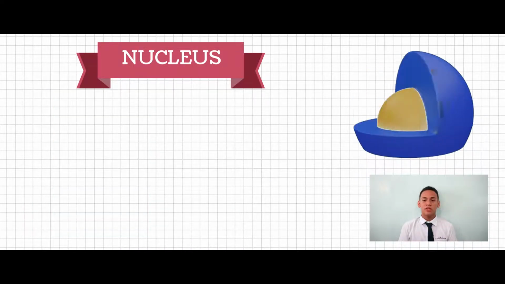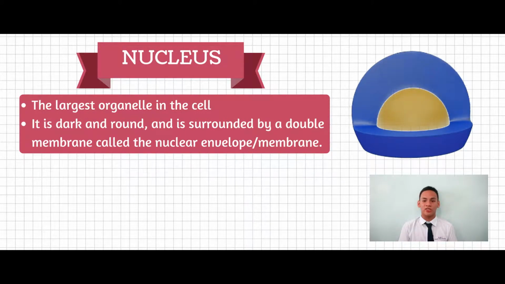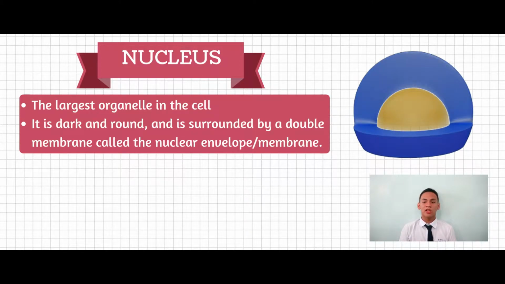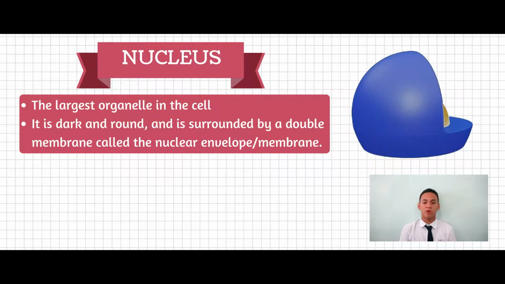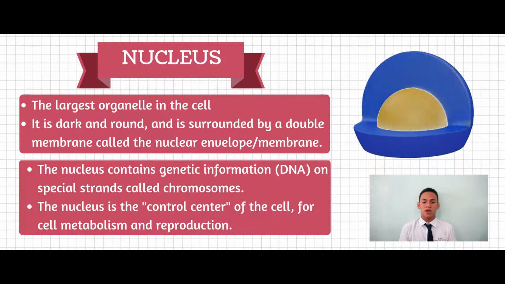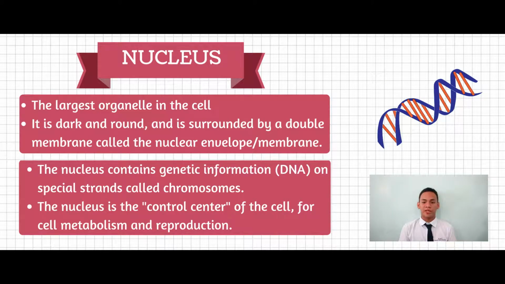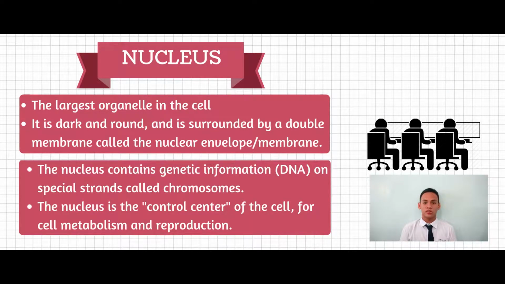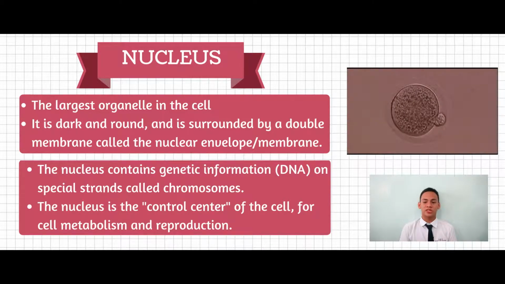Nucleus. The nucleus is the largest organelle in the cell. It is dark and round and is surrounded by a double membrane called the nuclear envelope or the nuclear membrane. The nucleus contains genetic information, or the DNA, on special strands called chromosomes. The nucleus is the control center of the cell for cell metabolism and reproduction.